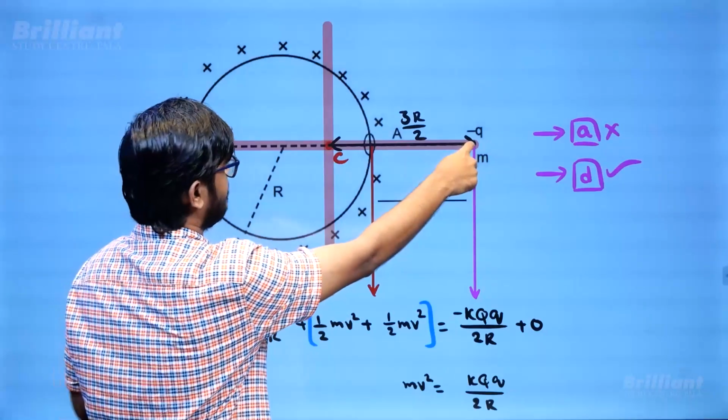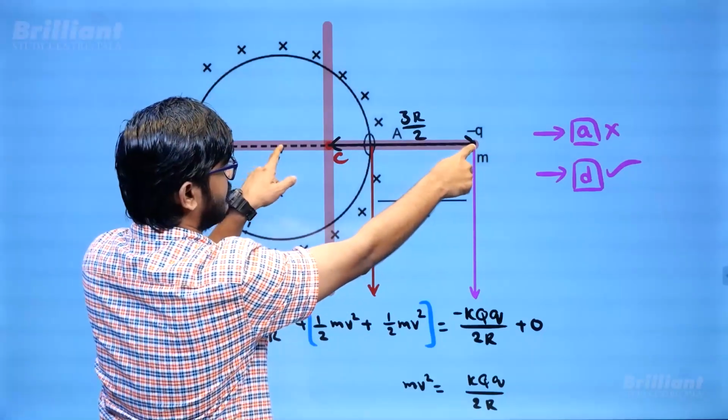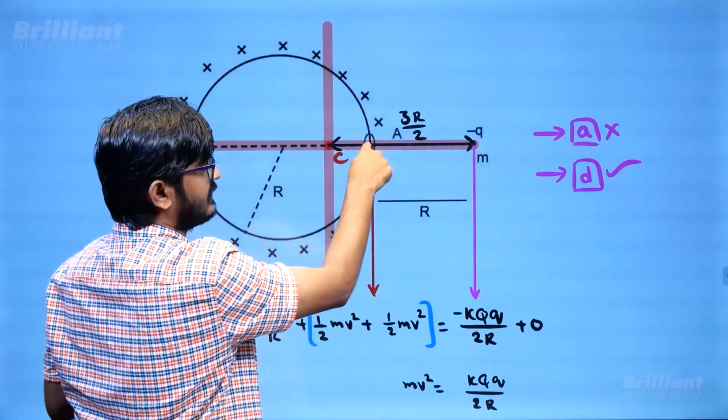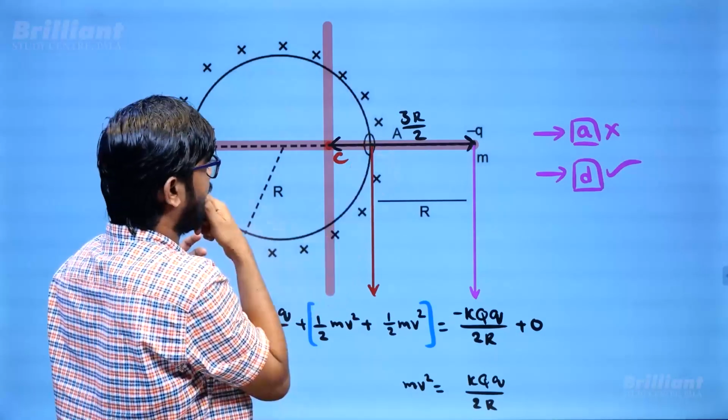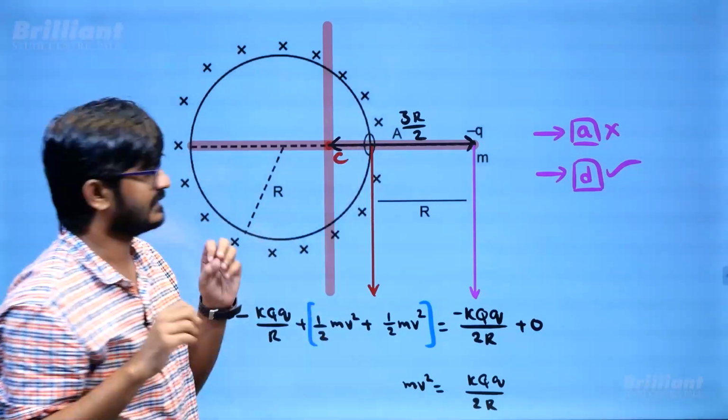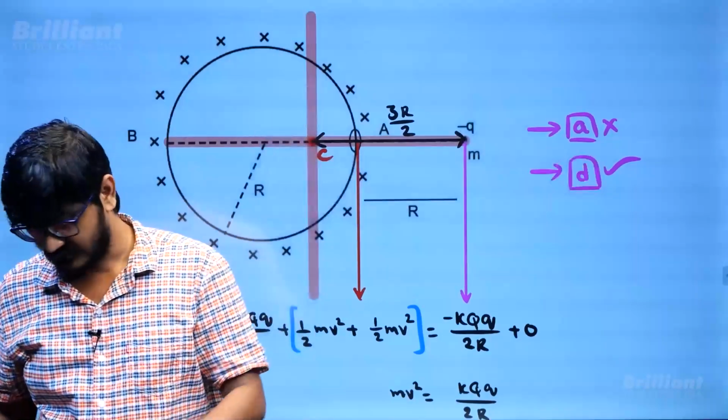So the center of mass of this one is here, the center of mass of this one is here, so the total center of mass is going to be here, right? Anyway, I think that's correct only. So let me look at the question.